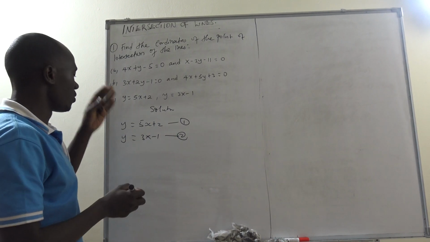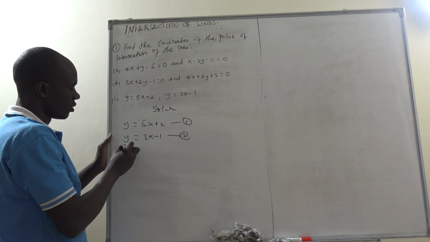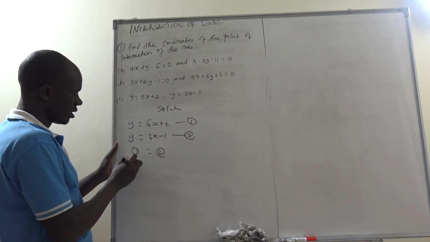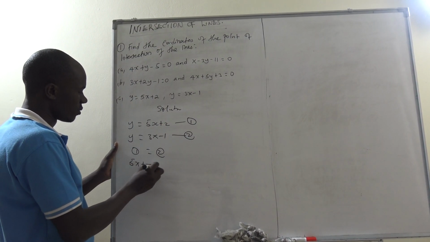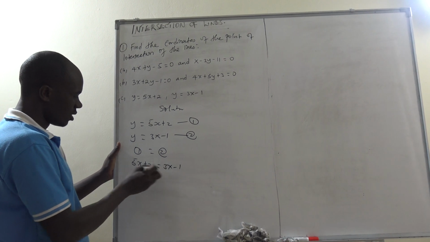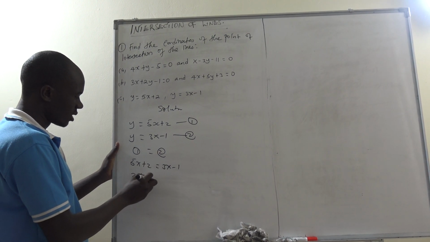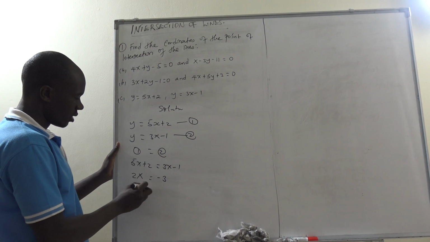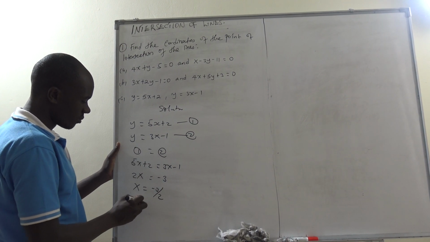How can we solve? Since both of them are y equals, you can say equation 1 equals equation 2, because you can see there's y equals y. Just equate. So we're having 5x plus 2 equals 3x minus 1. So rearranging, you're getting 2x equals negative 3, when you take that one to the other side. So x alone is negative 3 by 2.